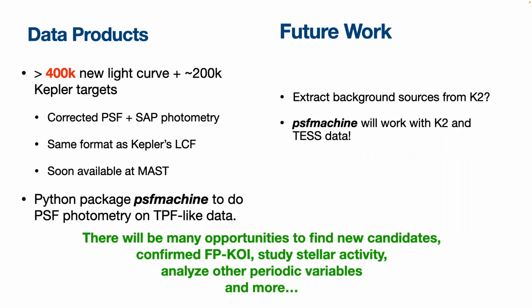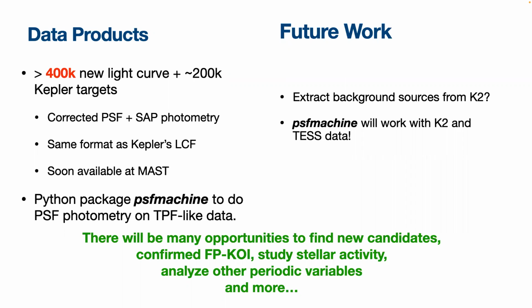We also have the PSF machine Python model that you can use to extract light curves of your favorite sources in the Kepler data. In K2, we are still working to get it in there. There are some tricky things that we need to do to work with that. And it will also be available for TESS data.